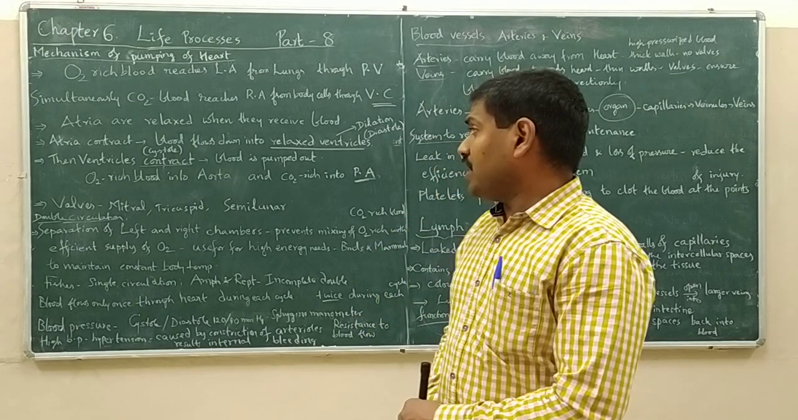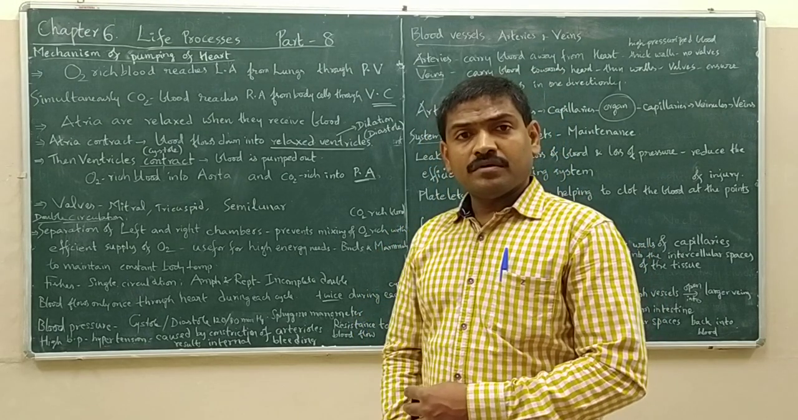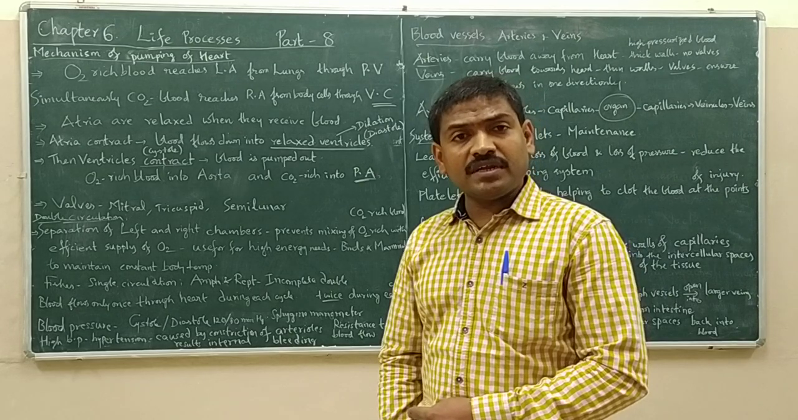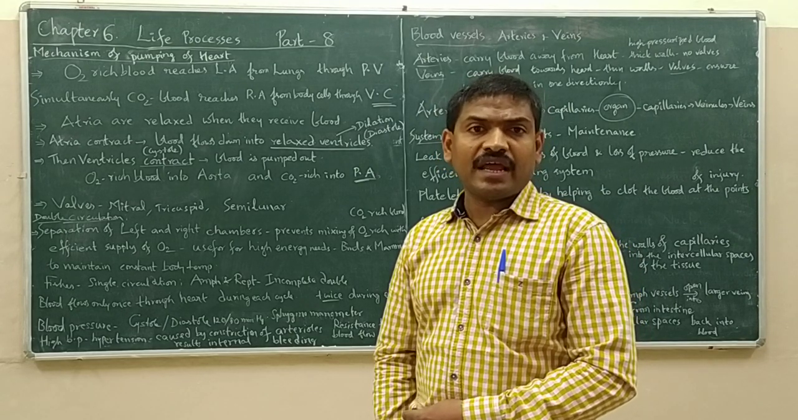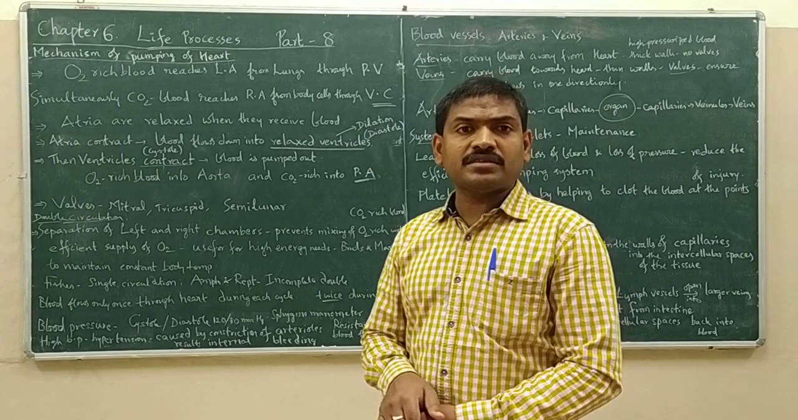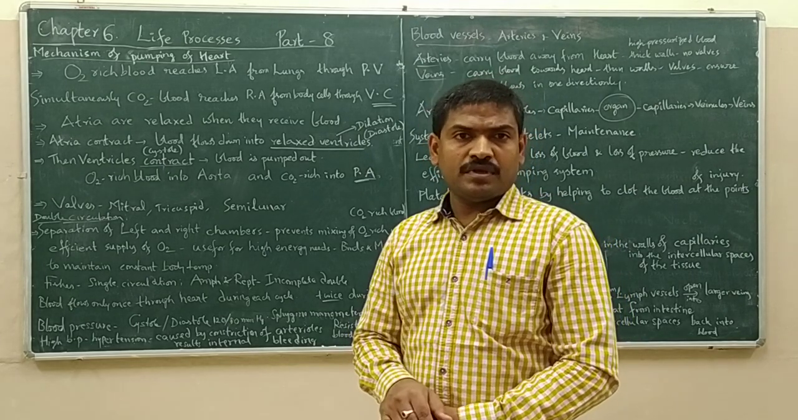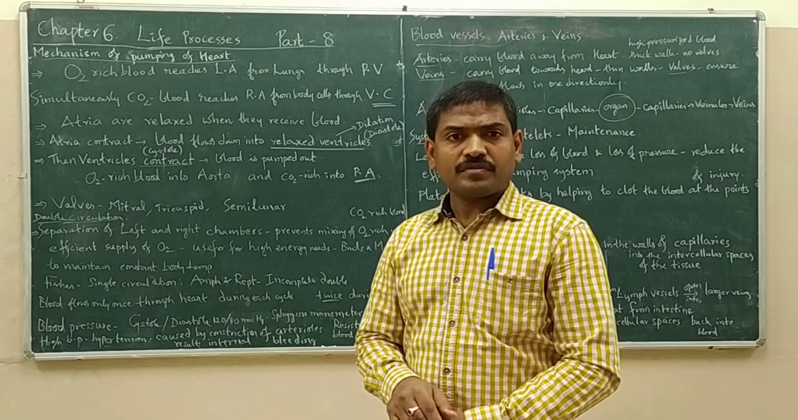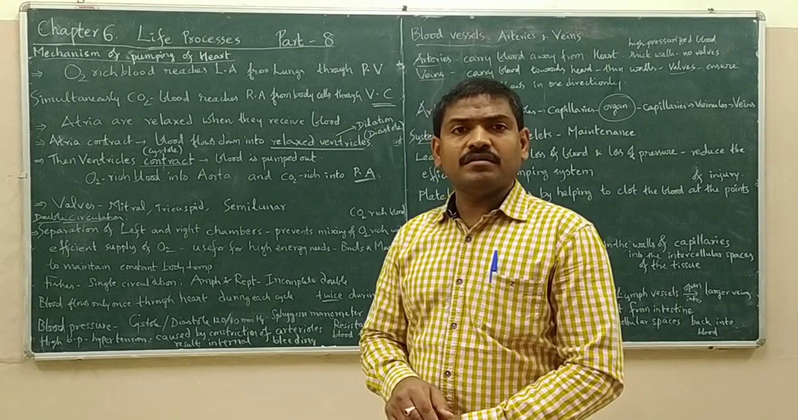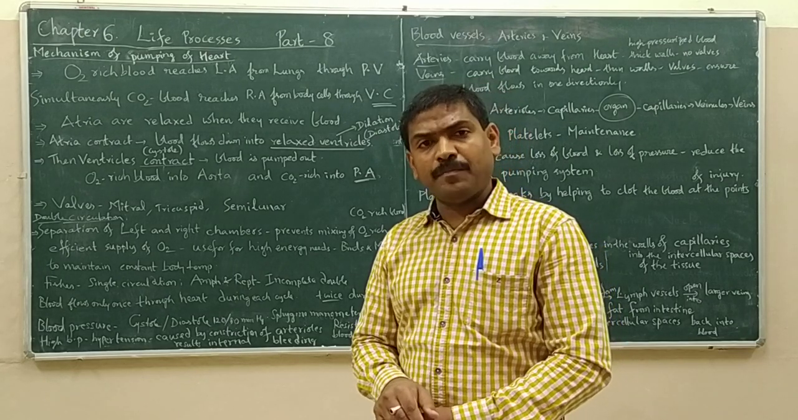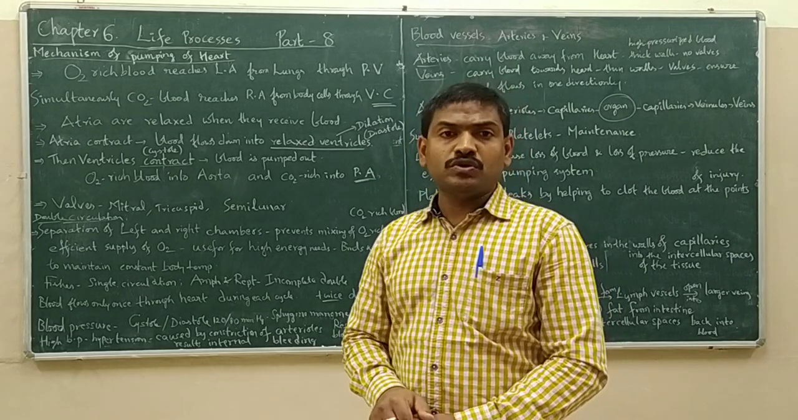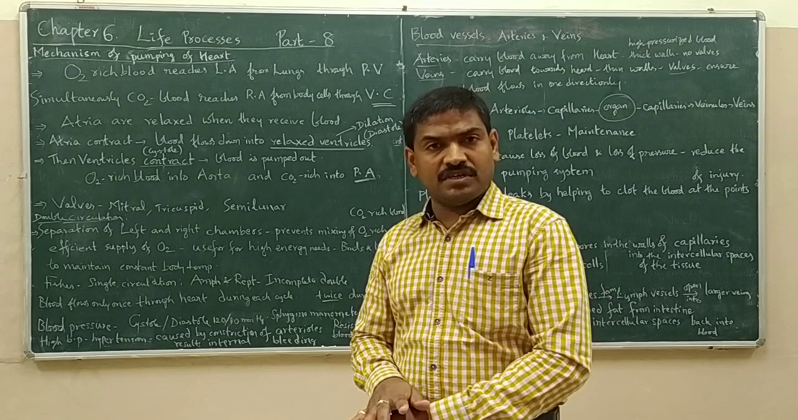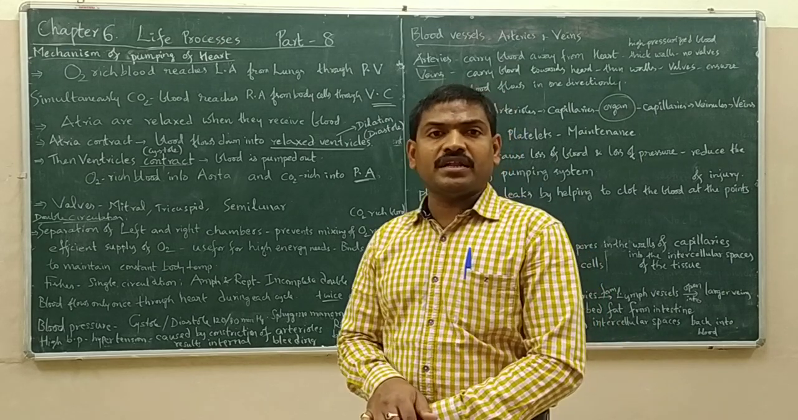So from the right atrium, the right ventricle has received carbon dioxide rich blood. So from the right ventricle, the carbon dioxide rich blood is pumped out. At the same time, from the left ventricle, the oxygen rich blood is pumped out. Pumped out into what? Pumped out into larger blood vessels that are connected to the ventricles.